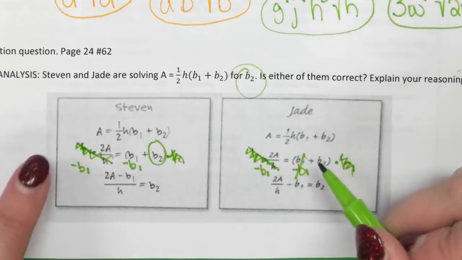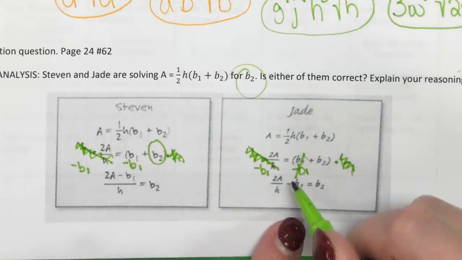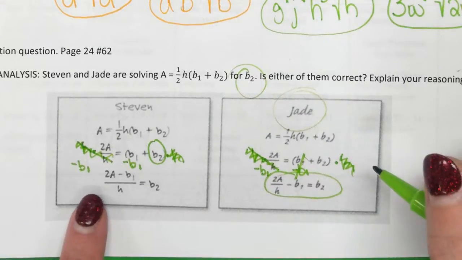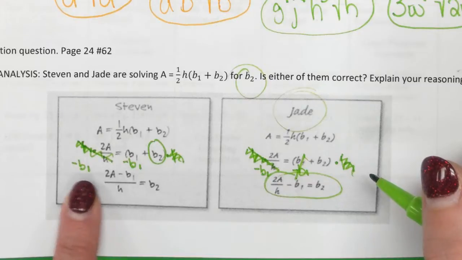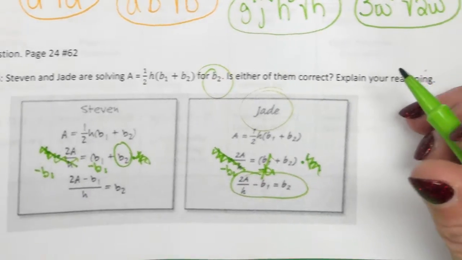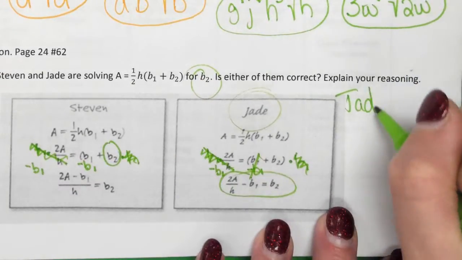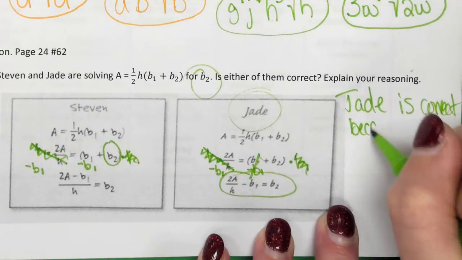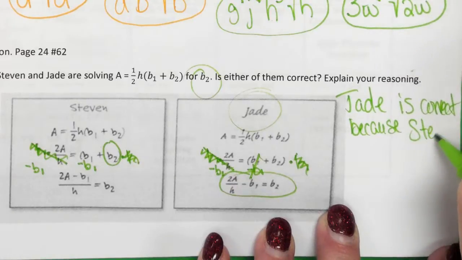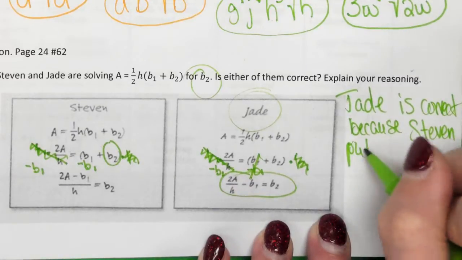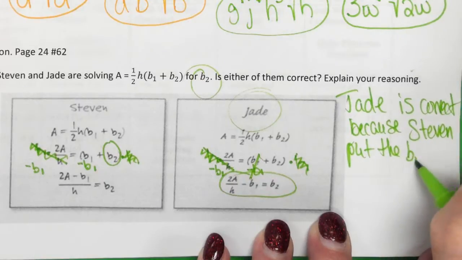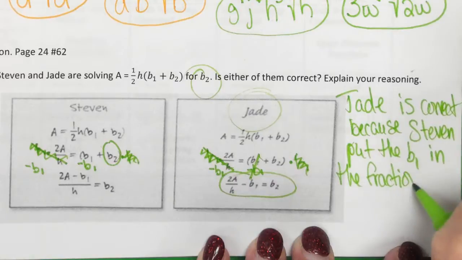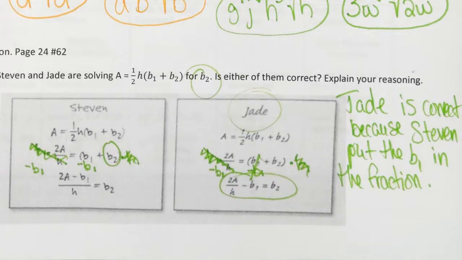So who looks like they're right? Yeah, Jade looks like she's right. So Jade's right. What did Stephen do wrong? There you go. He put the b sub 1 as the fraction. So Jade is right, because Stephen put the b sub 1 in the fraction. Gotta make sure you justify it, okay?